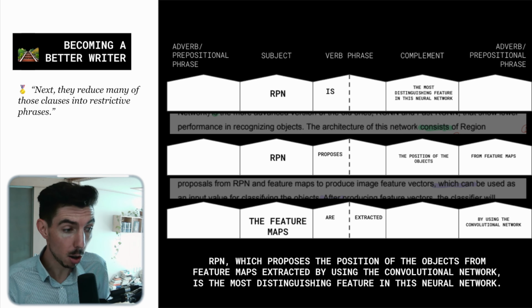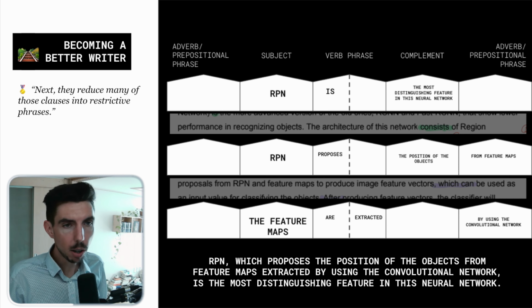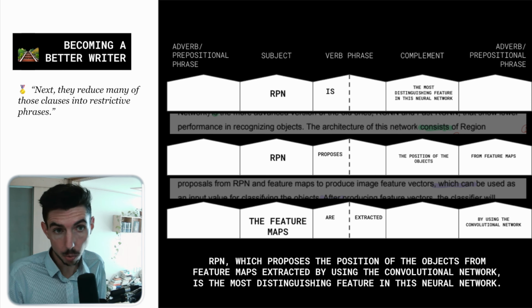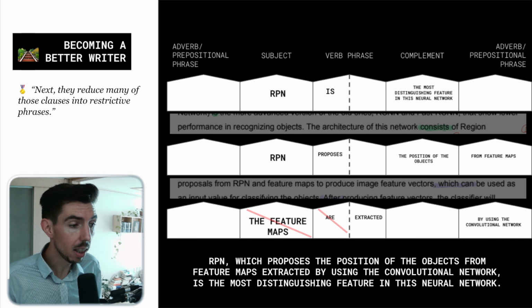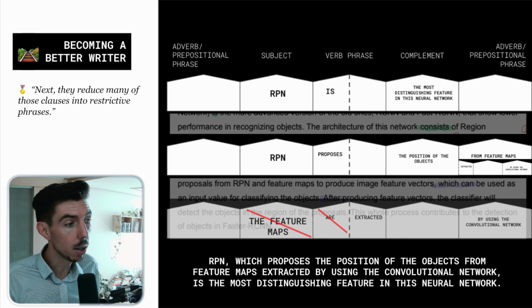Okay, it's pretty good. What's going on here? Well, if you kind of disassemble it, what you're going to find is that it's essentially made up of 3 clauses, 3 simple sentences. We have at the bottom, the feature maps are extracted by using the convolutional network. Okay, and what we do, this is what Hunt calls reducing. We reduce this clause by deleting the subject and deleting a redundant verb.